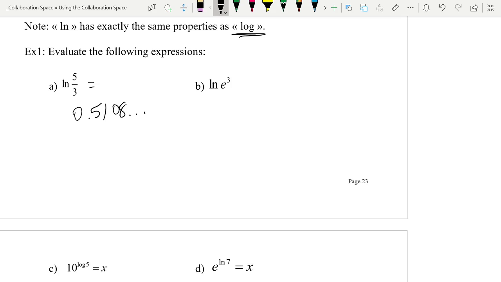Now, what do I do with B? Let me know if you punch buttons and you don't get the right answer for A. I'll keep my eye on the chat, I've got it on the other screen here so I can see what's going on.